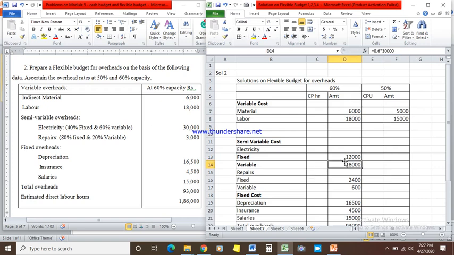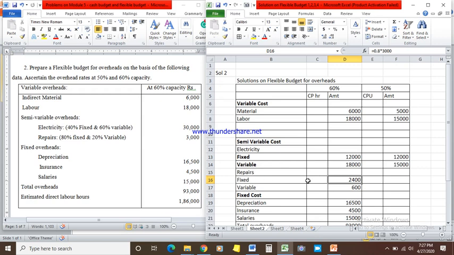So it comes to electricity. The fixed cost is going to remain the same, 12,000 only, whereas the variable cost is going to vary. So 18,000 is the variable cost at 60%. In case it is 50%, how much? Again what we have to do is 50 into 18,000 divided by 60. It comes to 15,000, to bring it proportionately.